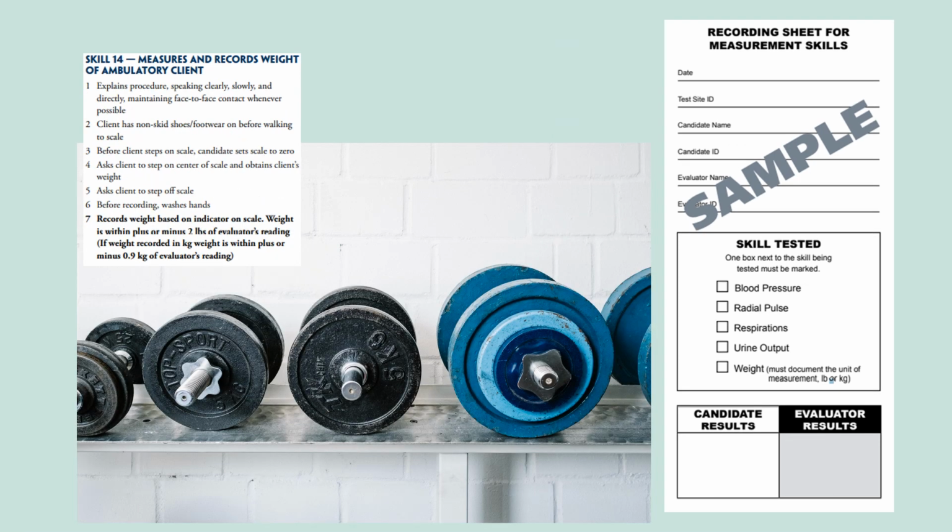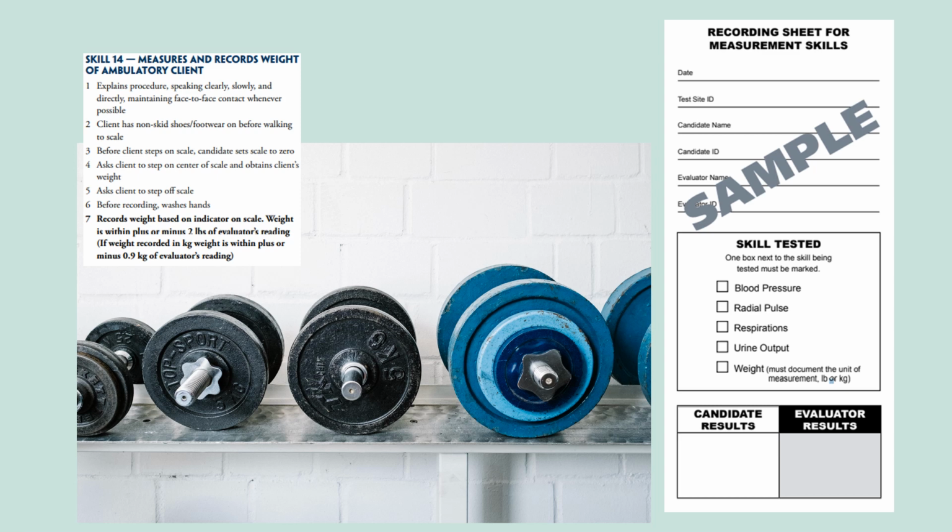Skill 14, measures weight, requires that the candidate walk the client to a scale to get a weight measurement. Step 2, make certain that the client is wearing shoes before walking to the scale. The client is wearing shoes when being weighed. Note steps 4 and 5, which require the candidate to ask the client to step onto the center of the scale, and to step off of the scale. The candidate must ask.